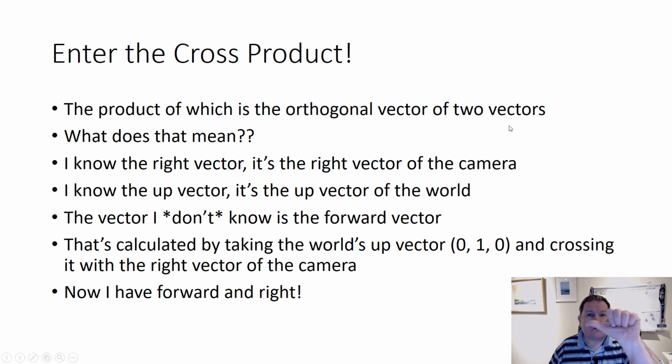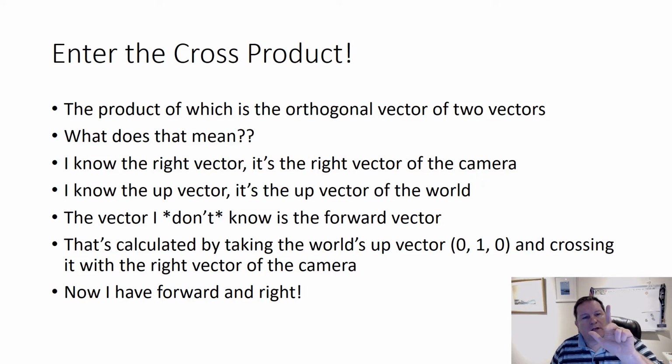We know the rightmost value because that's going to be the right of the camera, because it's going to be rotated that way, and it's also going to be rotated that way. So we know this right vector is going to be the right place. We know the up vector as well, because the up vector is the world vector. It's the world up vector because we want something that's on a flat surface that is our world. So we know that that's the up vector.